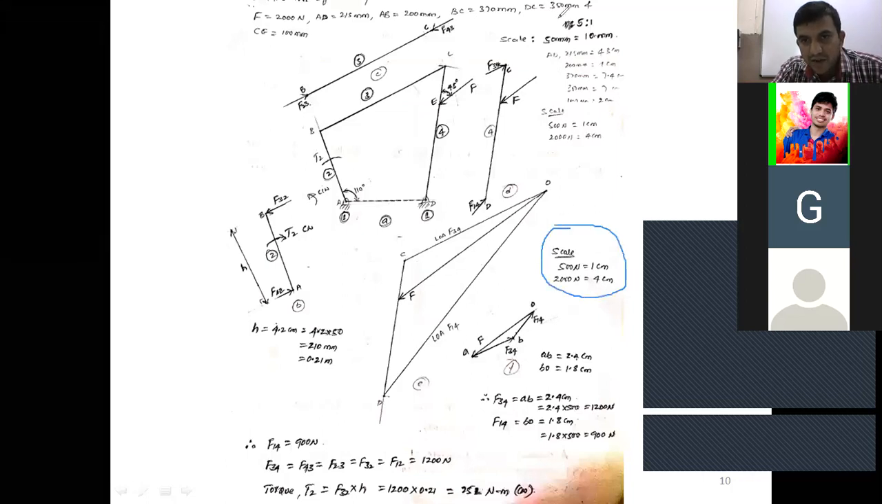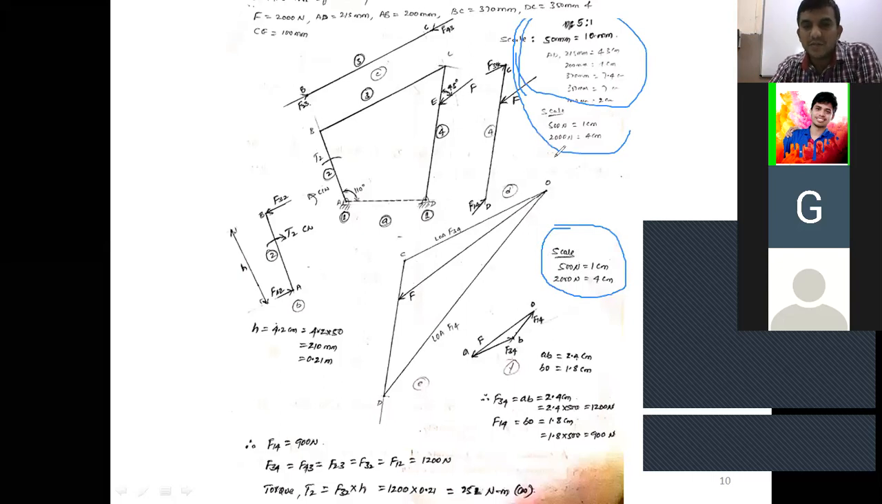This is the scale for drawing the space diagram. Now take the scale for the force polygon: 500 newton is equal to 1 centimeter, right? How much force is acting here? The external force acting here is 2000 newton, which is 4 centimeter in length.